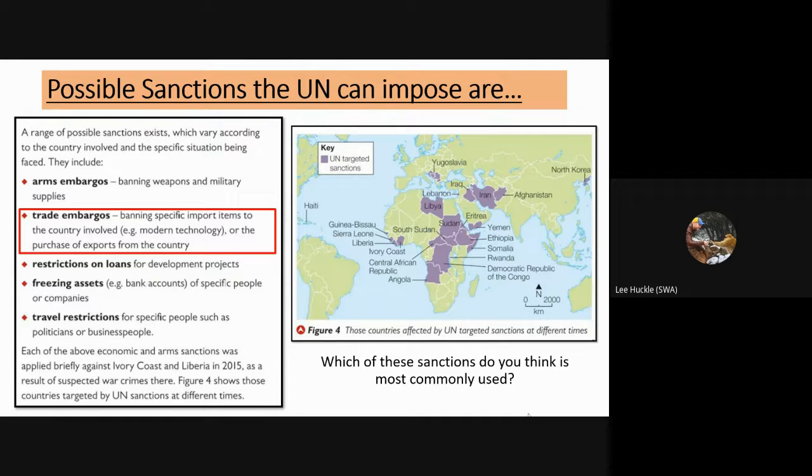And I would then ask you, at the end of that lesson or halfway through the lesson, which do you think is most commonly used? The most common one is the trade embargo, restricting trade as much as possible on a particular country, a particular government, to get them to change their ways.